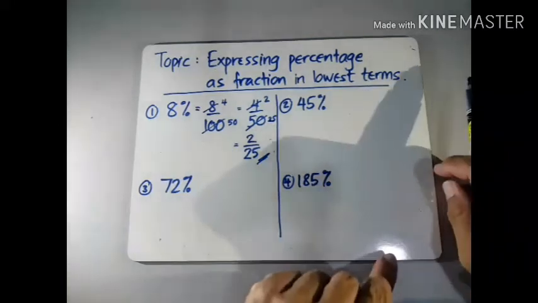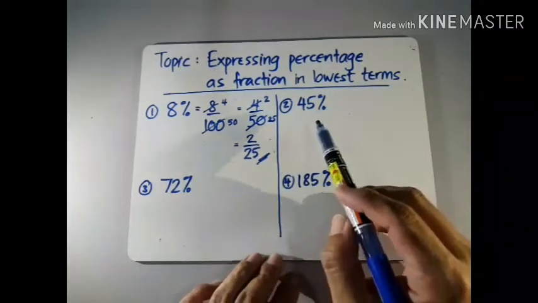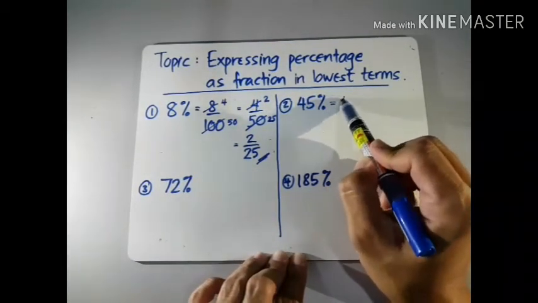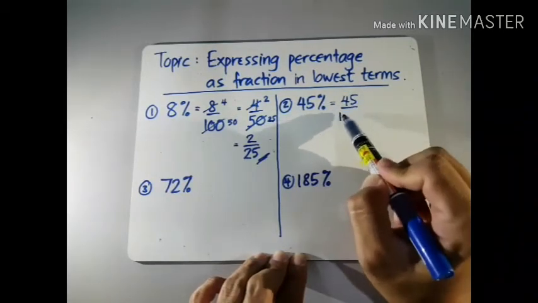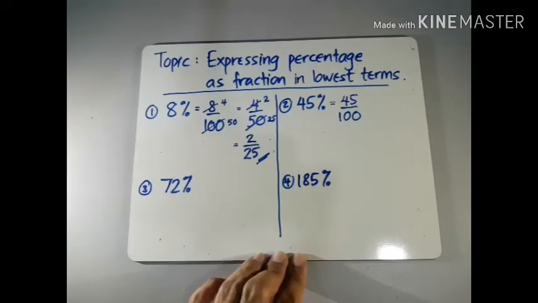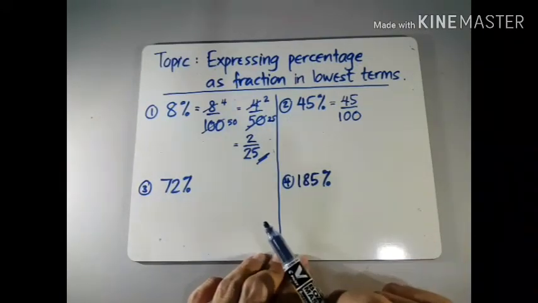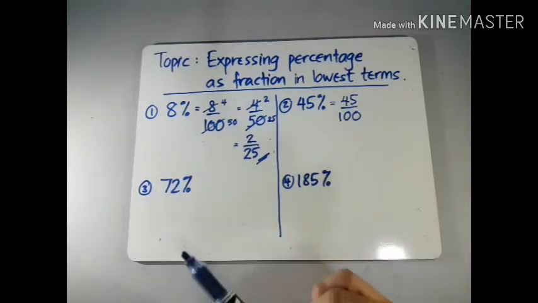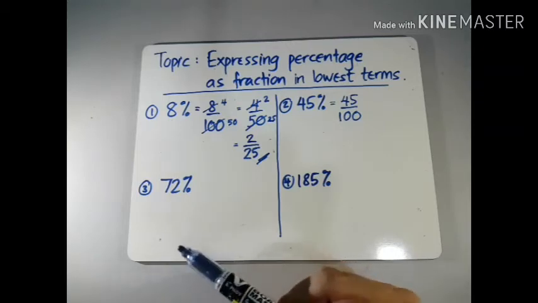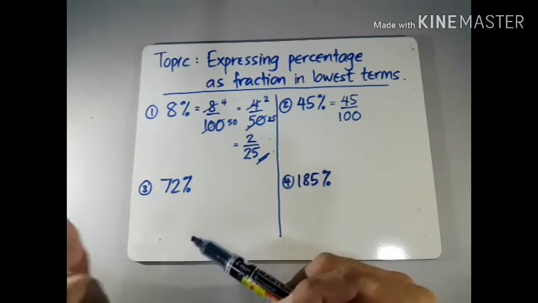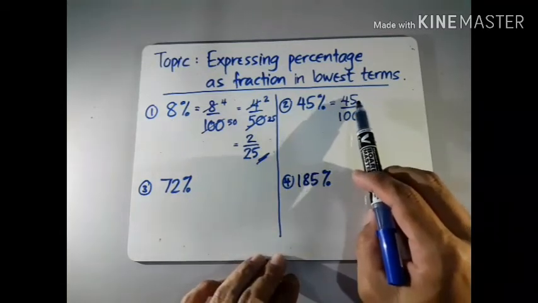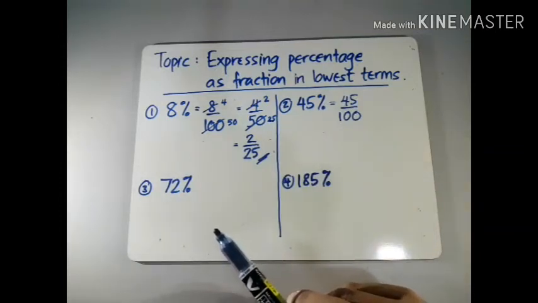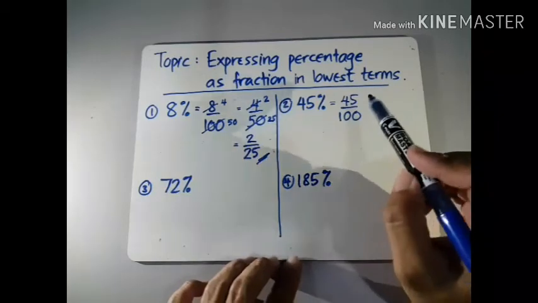Now let's move on to question number 2. So 45%. Again, it's easy. 45%, it means the fraction is 45 out of 100, isn't it? Now, as you can see here, 45 and 100, you cannot divide by 2, especially 45. Okay, so what do you divide by? Okay, we can always try divide by 3 or divide by 4 or divide by 5. But then, since 45 here is a factor, is a multiple of 5. So which means that we can divide by 5.